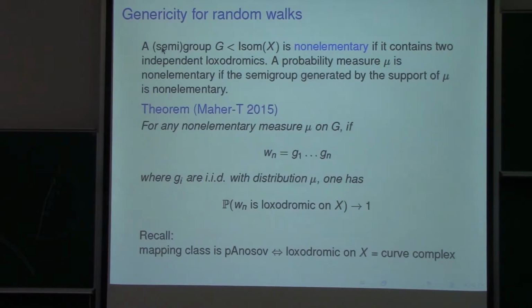And in fact, the zeroth application is that the reason why we care about loxodromics in the first place is because, if you look at X, the curve complex, acting loxodromically on the curve complex is equivalent to being pseudo-Anosov. So we care about the mapping class group, we care about pseudo-Anosov elements, I hope. Otherwise, this is the wrong conference.